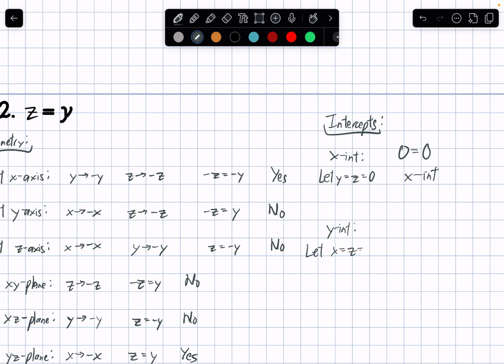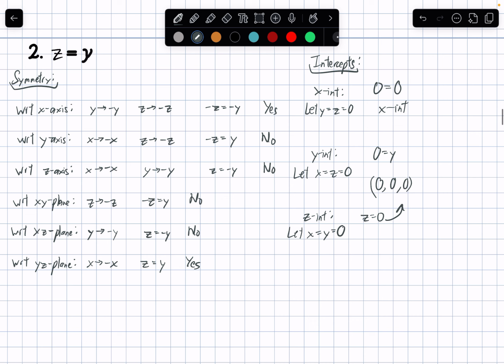For the y-intercept, let x equal to z equal to 0. So 0 is equal to y. Okay, so 0, 0, 0. I think it's just the origin all the way. We'll see. z-intercept, let x is equal to y equal to 0. z is equal to 0. Yeah, it leads to the same thing. We have a point at the origin, or an intercept.